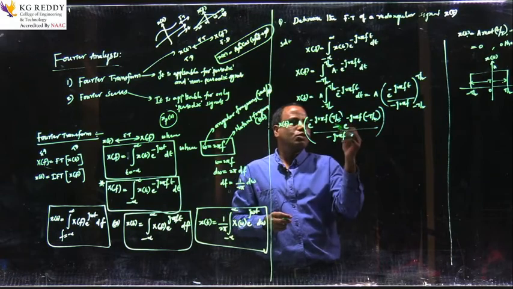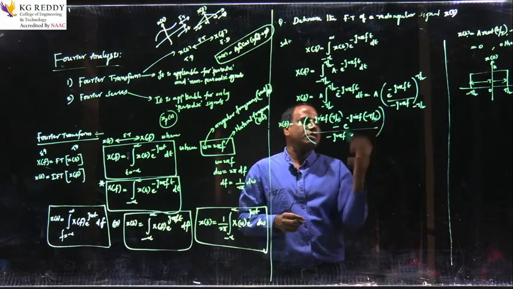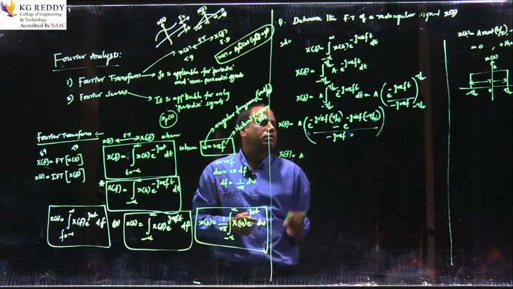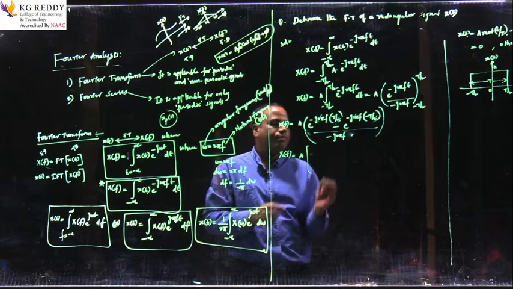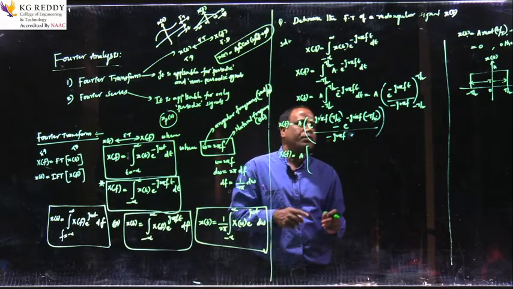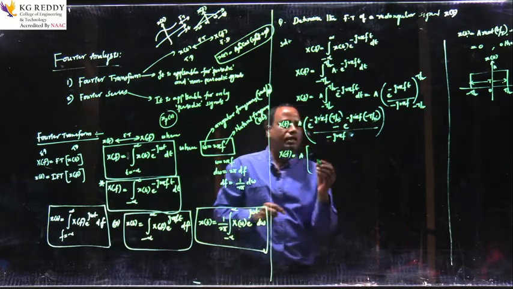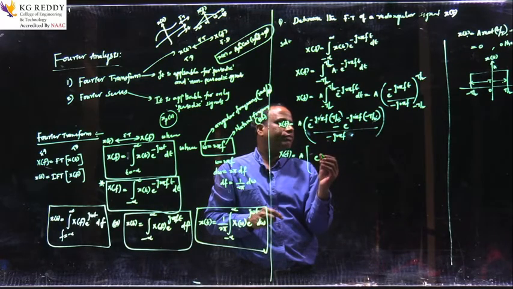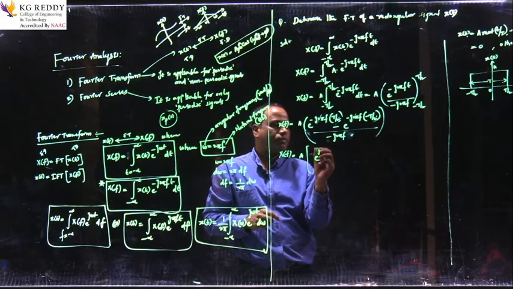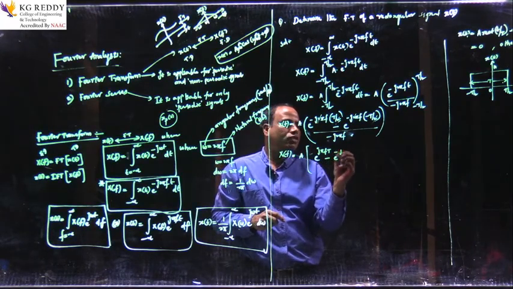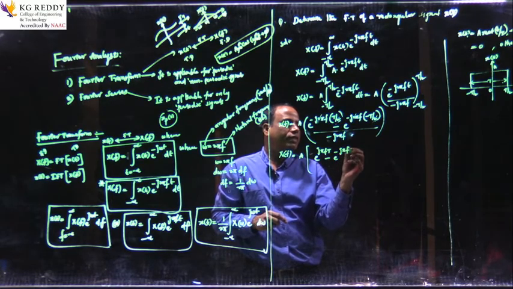So now this 2 will be cancelled, and this 2 will be cancelled, and you will get x of f equal to a, and if I multiply, this minus and minus will become plus. So we can write it as e power j 2 pi f T by 2, this term will be negative, j pi f T, e power j pi f T minus e power minus j pi f T.